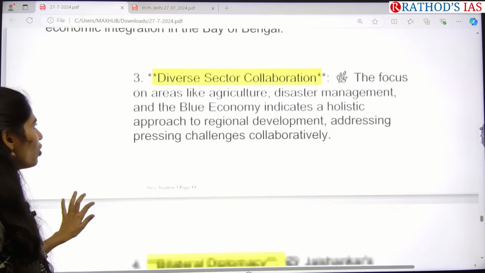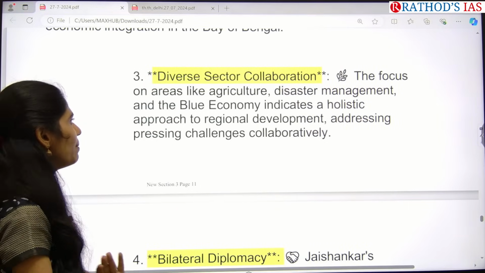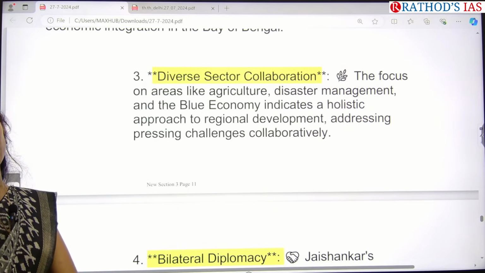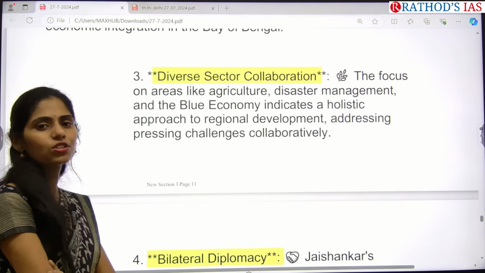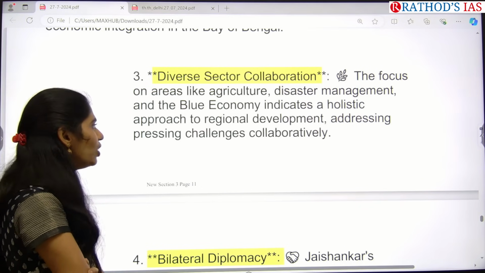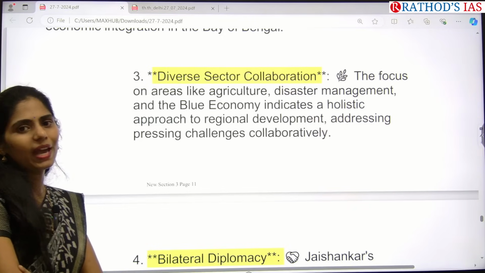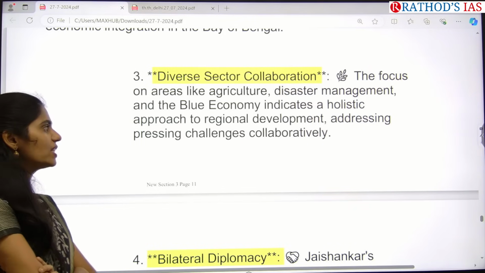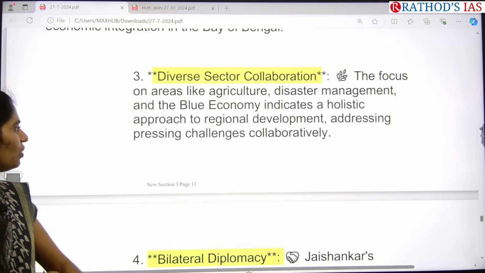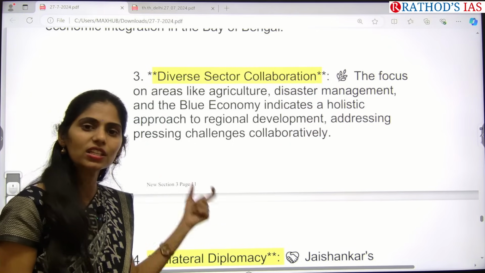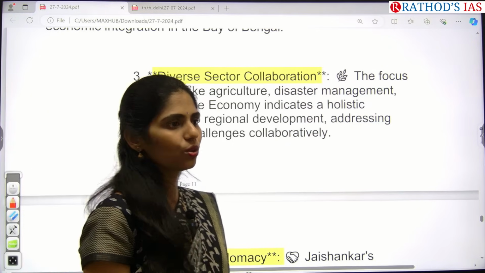And next one is we are also having diverse sector collaboration. In this meet they focused on agriculture, disaster management and the blue economy, so that we will have a holistic approach to regional development, and finally we can address whatever challenges there are in these fields through this grouping.